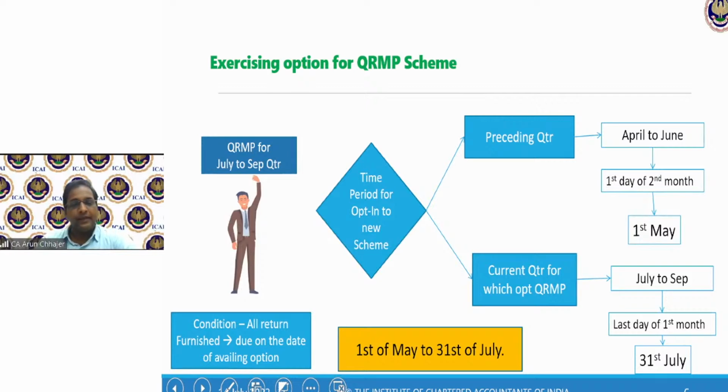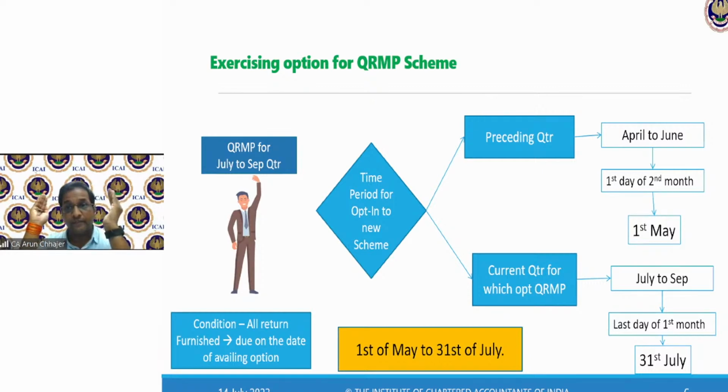So QRMP, my aggregate turnover is below threshold of 5 crore. Below aggregate 5 crore का नीचे मेरा turnover है. I can go for QRMP. Answer is yes, you can go for QRMP. So how to communicate to the portal? So there is a time frame within which you have to exercise this option.